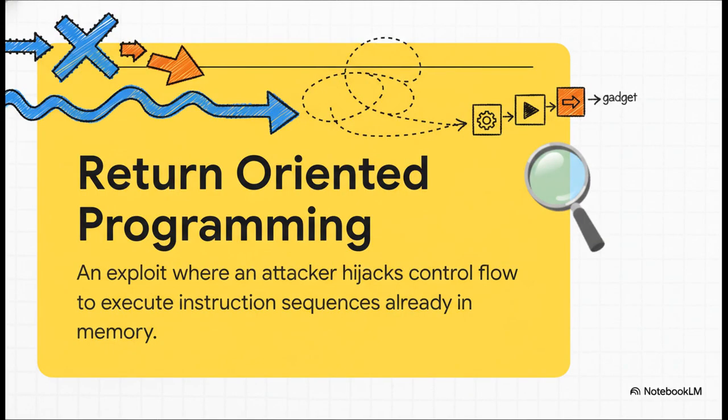So let's put a formal name on this. Return-oriented programming, or ROP, doesn't inject any new code. What it does is hijack something called the control flow, that's just the path the program takes while it's running. It completely derails that path and forces it to jump between these little pre-existing code snippets. And we call those snippets gadgets. Remember that term? Gadgets. They are the key to this whole thing.